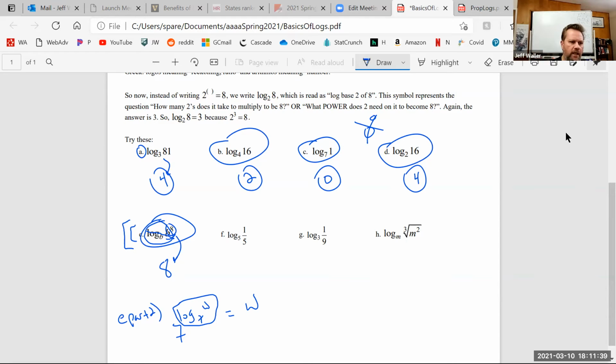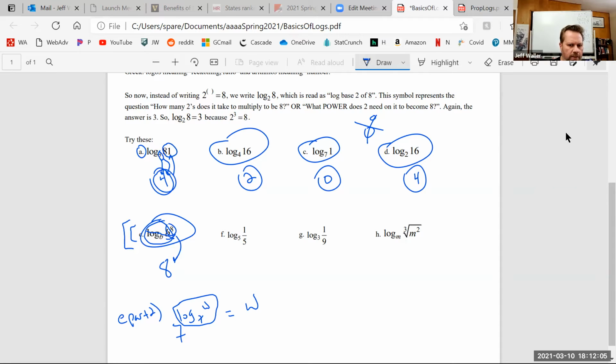I try to make a big deal out of it. A log is a power. A log is a power. Did you hear that a log is a power? So it's the power that the base needs to become this, right? Why is it 4? Because 3 needs a power of 4 to become 81, right?